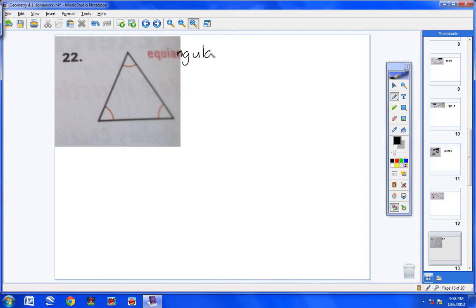Whatever. Anyways, I'm not an English teacher, but nonetheless, this is an equiangular triangle. All right? All three angles are congruent. Okay? And we're going to learn some stuff later about equiangular triangles and equilateral triangles that go hand in hand, and we'll talk about that later, not in this lesson here. Today, we're just learning the different types of triangles based on their sides and the different types of triangles based on their angles. Now, let's go ahead and jump ahead and take a look at number 23.